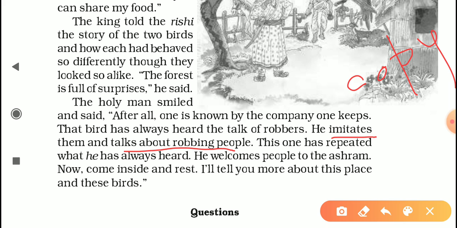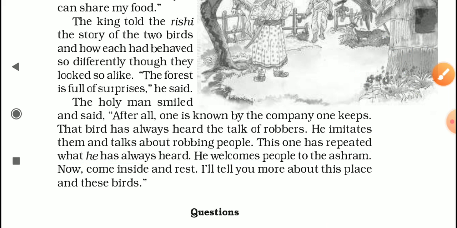But the second bird, who has lived with the rishi, has always heard people being welcomed and rested. So the rishi has always welcomed people. He has always behaved in a very good manner with people. So this bird just repeats that. So this bird has learned from the rishi, but that bird had learned from the robbers. This bird had learned to welcome people in the ashram. So that is why he says it like that.